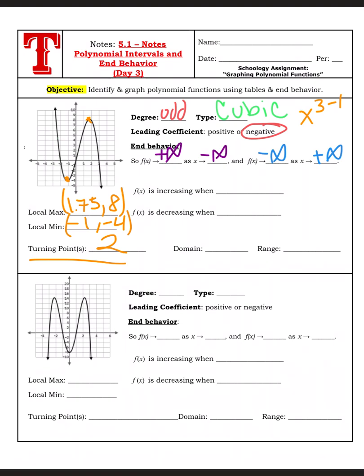And let's talk about that domain and range while we're here. So how far left and how far right is this graph going to go? Negative infinity to infinity. And how low does it go to how far up? It's going to be the same thing, negative infinity to infinity.